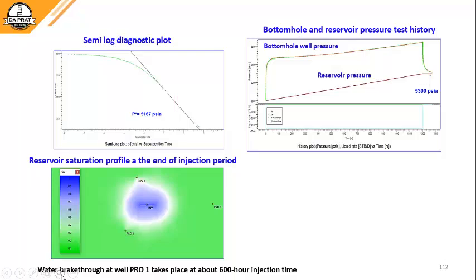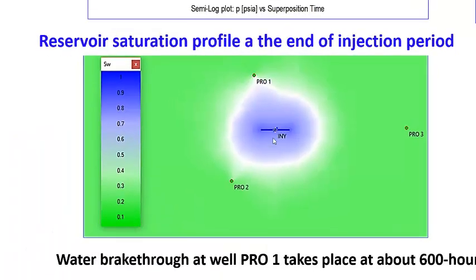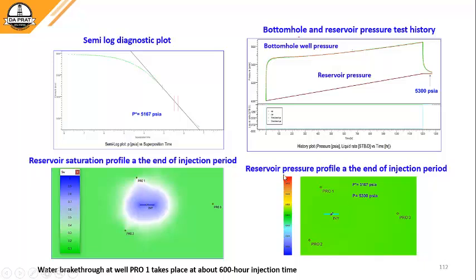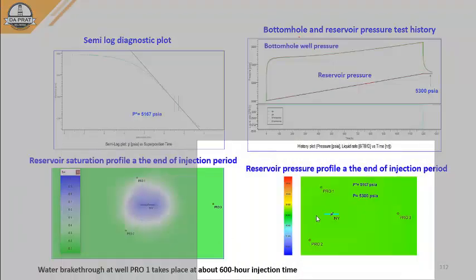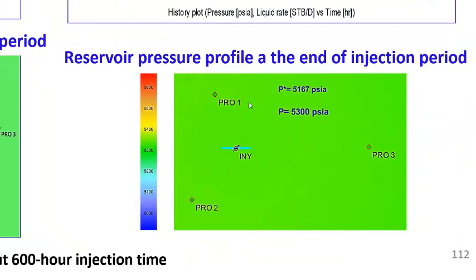Here now we can see the saturation profile. In blue, this is oil, this is, let's say, the bank, and because this producer is close to the injector compared to this one here, water breakthrough takes place at about 600 hours. And finally, the reservoir pressure profile at the end of the injection period. You can see here now the reservoir pressure profile, and we're around 5,300.